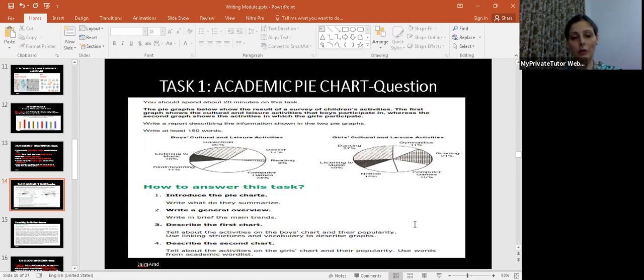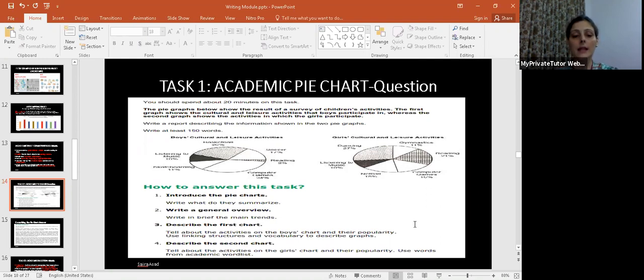So you have to think about how to answer this task. Now visuals are there, you're just understanding all this. Okay. First, I'm thinking I'm just going to distribute it into 4 paragraphs. In the first paragraph, I'm going to introduce and summarize what the visual is telling us. In the second, a general overview, the main trends, what is happening, what activities the boys and the girls are opting for.